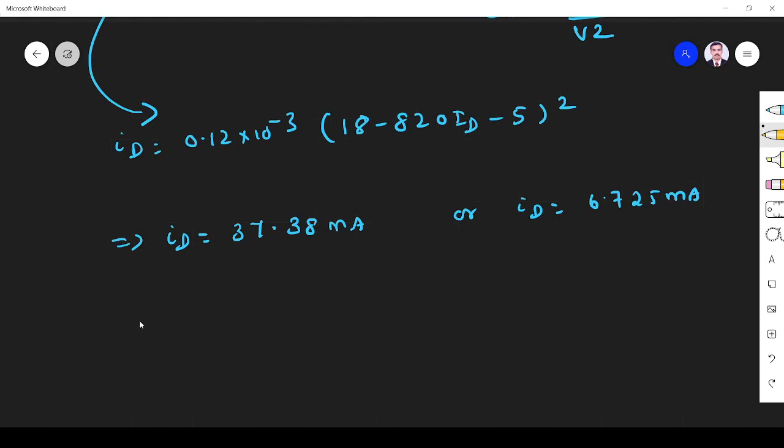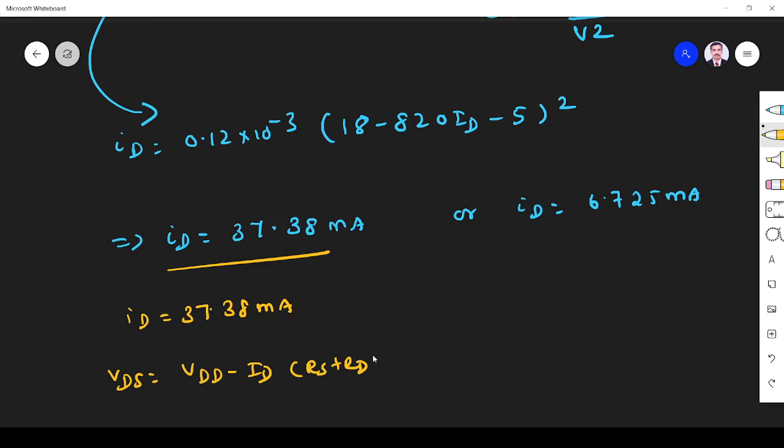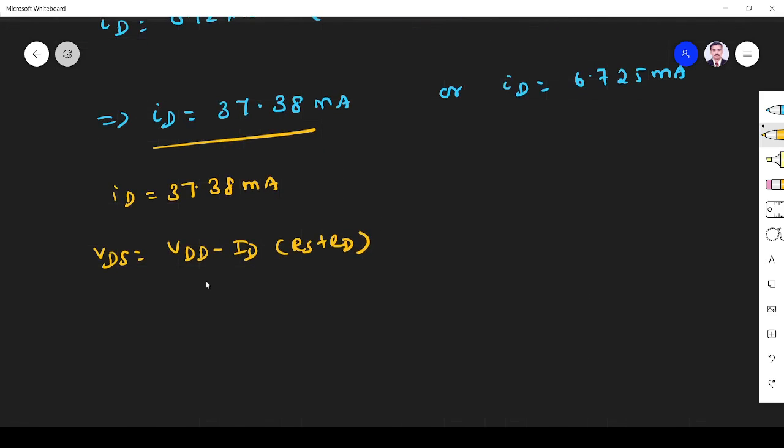So what I am going to do? By using ID equal to 37.38 milliampere, I find VDS. VDS we know, VDS equal to VDD minus ID into RS plus RD. Everything is there. ID is there, VDD is given in the problem, RS, RD, everything is there. If you substitute all the values, what you get is minus 102.8 volt. So this is VDS.